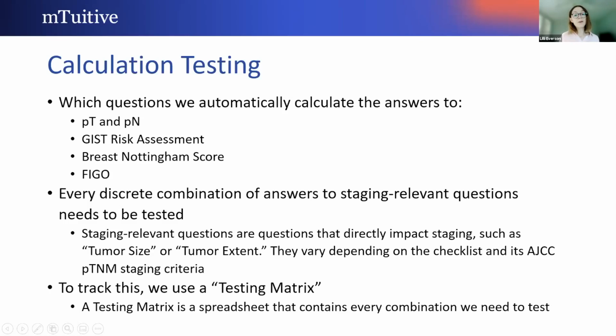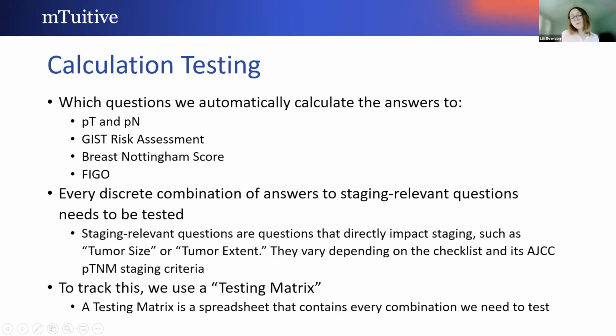So when we have those automatic staging calculations, every discrete combination of answers to calculation or staging relevant questions needs to be tested. What I mean by that are questions that directly impact that calculation, whether it's staging or Nottingham score or whatever it may be. For example, for PT, a very common staging relevant question would be tumor size, or tumor extent, or direct invasion of tumor, or something along those lines. But it varies depending on the checklist and its AJCC PTNM staging criteria, so it's really individual to each checklist.